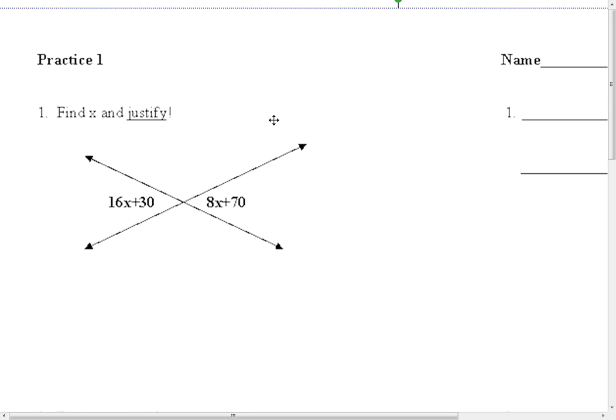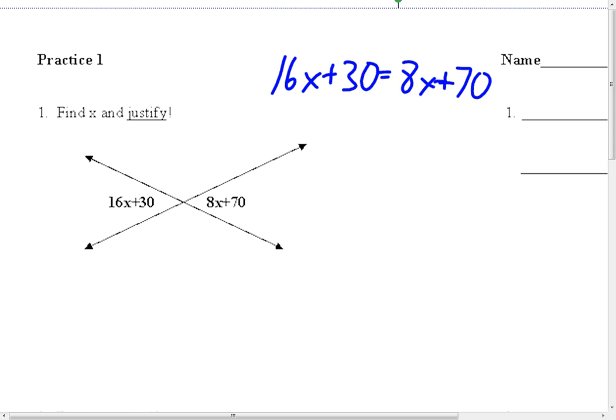Somebody raise their hand. Tell me what they did for number 1 and give me a justification. Tell me why you set up the equation that you set up. Rachel? I thought x equals y. And what kind of equation did you set up? So 16x plus 30 equal to 8x plus 70.